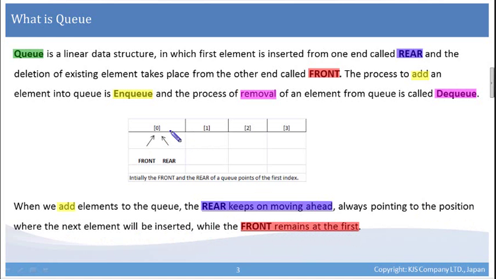So if we mark on the diagram, we have the rear arrow marked in blue, and this arrow will be moving forward or ahead. So this will be moving towards this direction and always pointing to the position where the next element will be inserted. So here. Whereas the front remains at the first. So this red arrow will remain in this position.